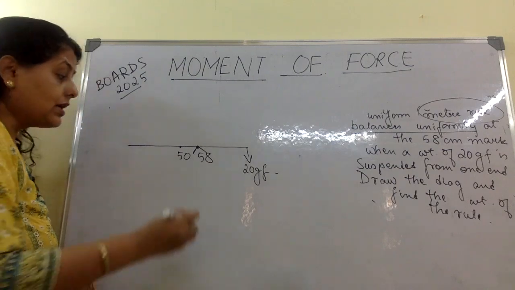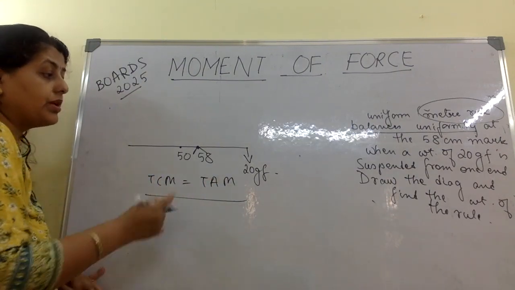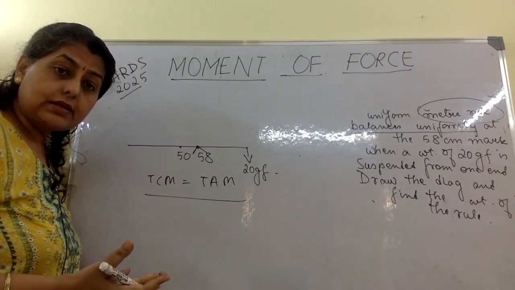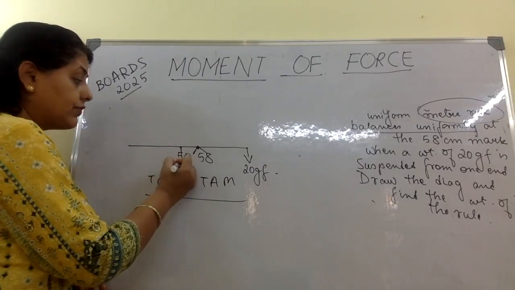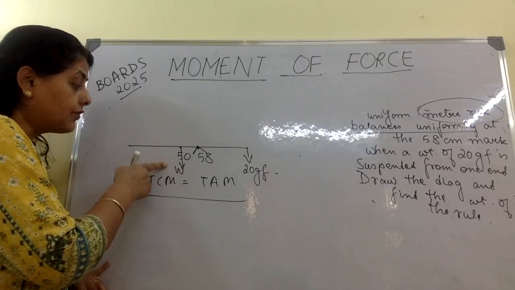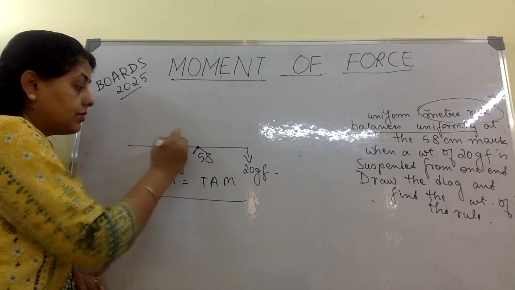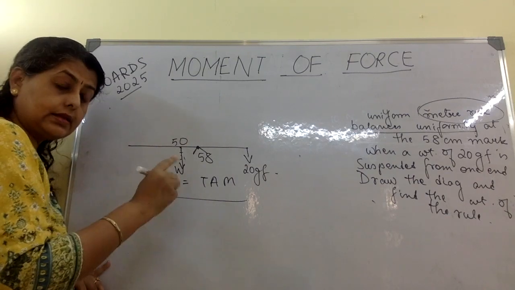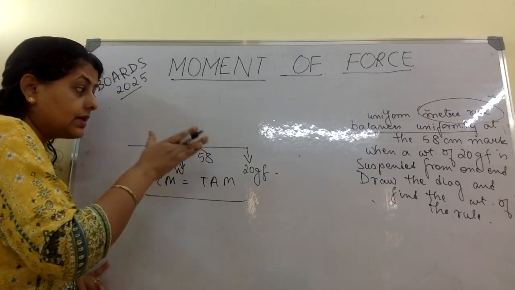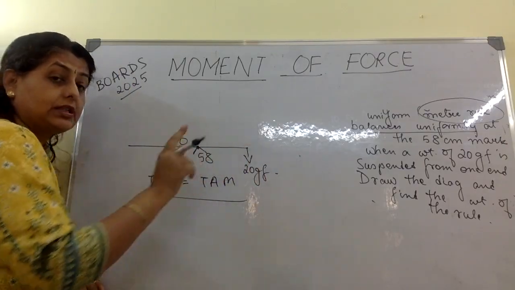Why is it balanced? Because total clockwise moment now became equal to total anti-clockwise moment because of this. This side no weight is there, then how come it is balanced? It is balanced because the weight of the scale is assumed to be working from the 50 centimeter mark, the center point. So the weight is acting this side, and it is being balanced by this 20 gf at the end. They told at the end, but they didn't tell which end.